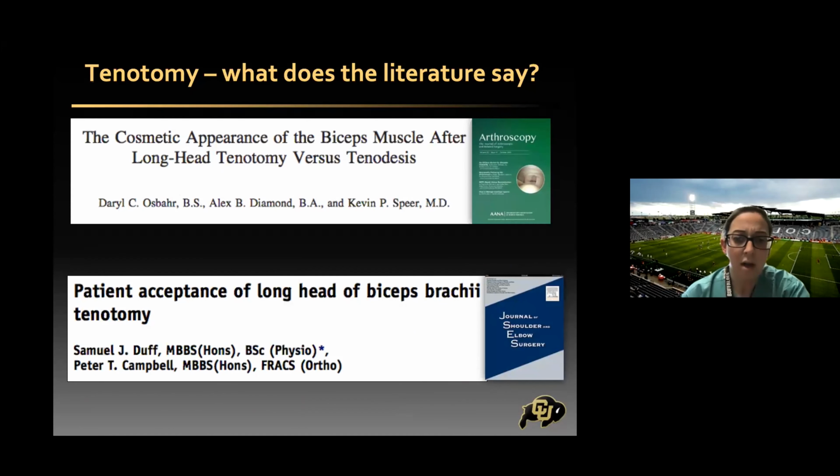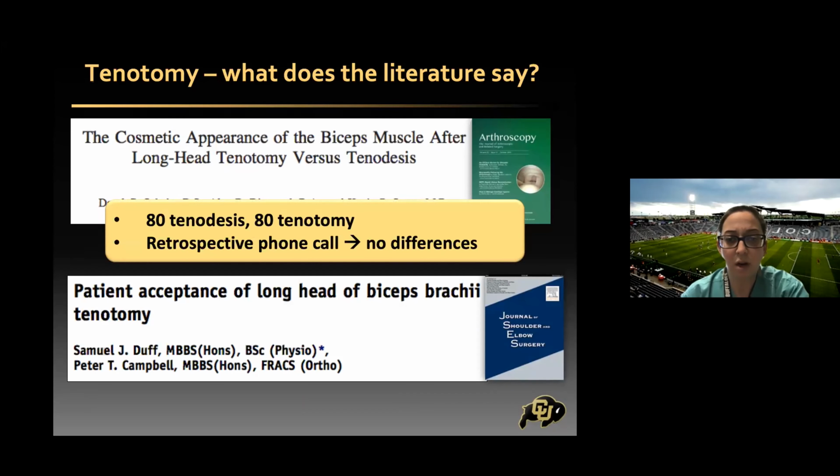What about cosmesis and patient acceptance of how it looks? Well, when you look at these two studies, some patients care, some patients don't care, but really no difference if they get a tenodesis versus a tenotomy. But there are patients who have deformity and cramping, up to 20% of cramping after a tenotomy. And so it's important to counsel your patients that that is a risk that we don't really see with tenodesis.